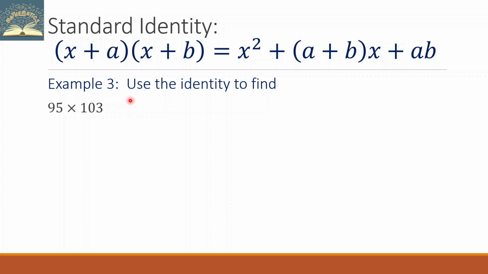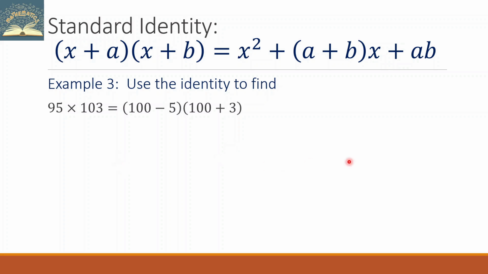Example 3. Use the identity to find 95 times 103. Notice that we can use the number 100 as a common number for these two numbers. So 95 we can write as 100 minus 5 times 103, where we can represent as 100 plus 3. Now we have two groups of numbers, and 100 is common as the first number for each of the group. Now we can use our identity.